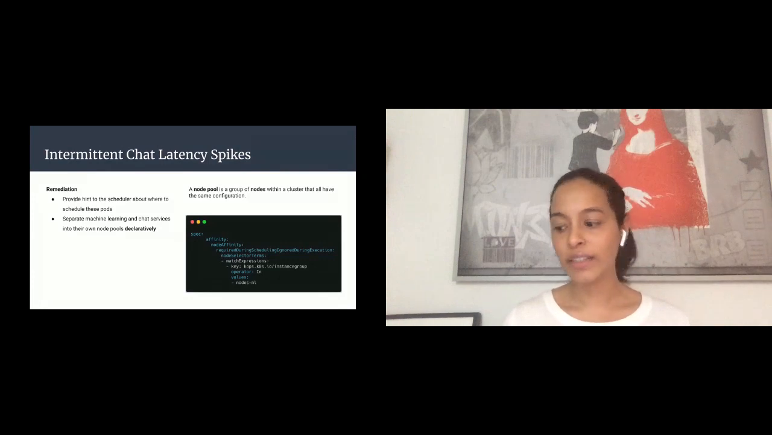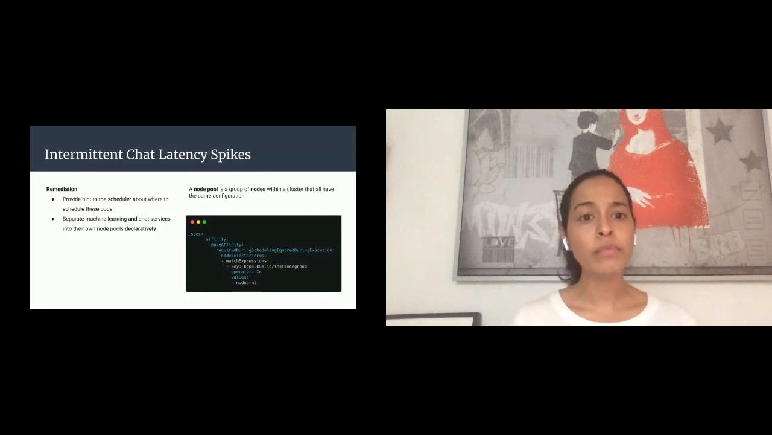For example, in case of the machine learning services, we were loading up big models at container start time. So as developers, we know best how our services run. We also can observe how our services run and then make more intelligent decisions about how to run them. So in this case, what we decided was the best option for us was to separate out the chat services and the machine learning services and run them on different node pools.